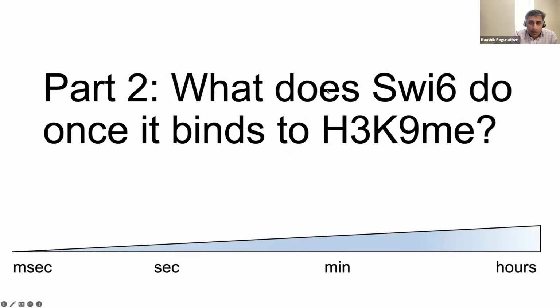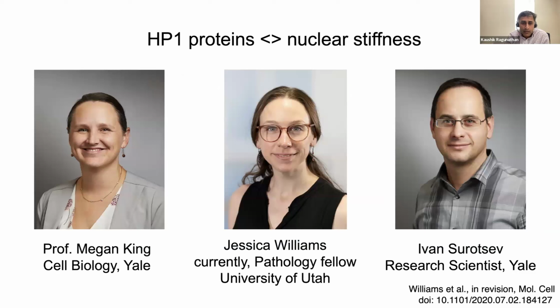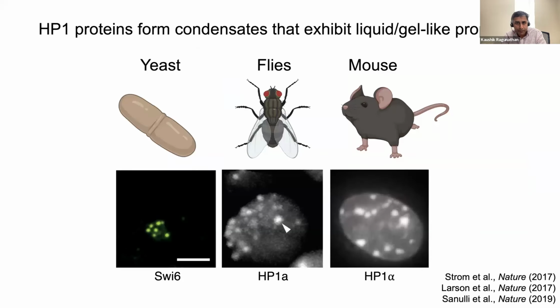So the second part of my talk is really focused on what SY6 actually does once it binds to sites of H3K9 methylation. This is work in collaboration with Megan King's lab at Yale, and all of the nuclear stiffness work was done by Jessica Williams, a former graduate student in Megan King's lab, and Ivan Suratsev, who's a research scientist still in Megan King's lab. And the parts that were done in my lab primarily concern the single molecule tracking in collaboration, of course, with Julie Bettine's lab, as I told you before.